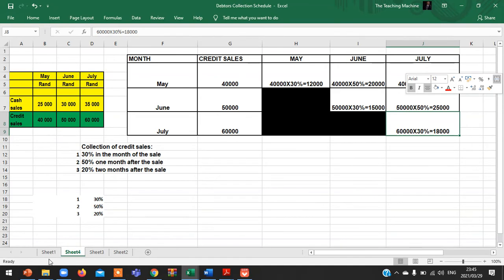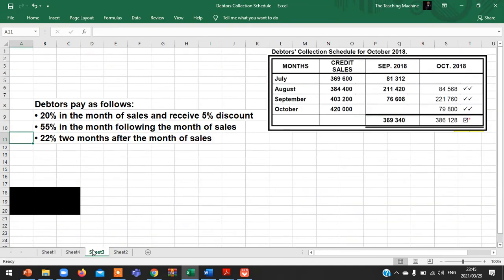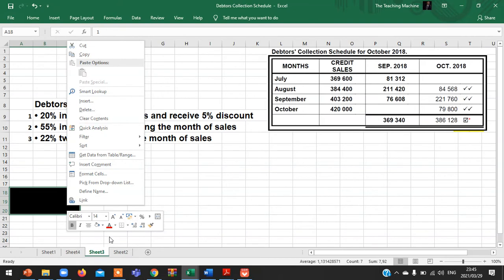Okay, let's use another example. All right, so this is the debtors payment schedule. 20% in the month of sale, and then 55% in the month following. So all you need to do is label your schedule 1, 2, to 3. Okay, even here, let me unhide.